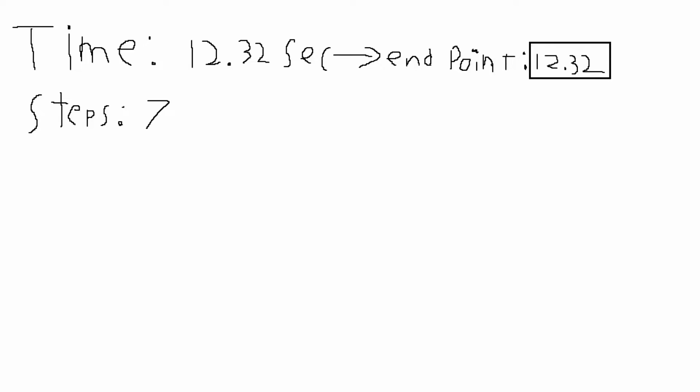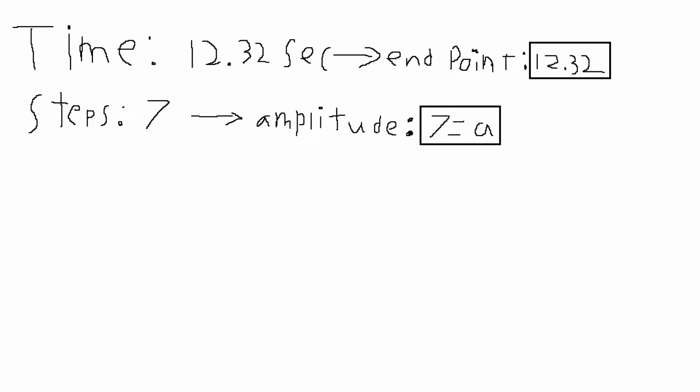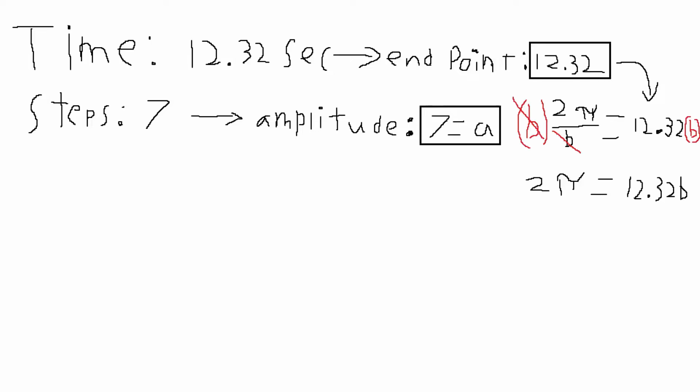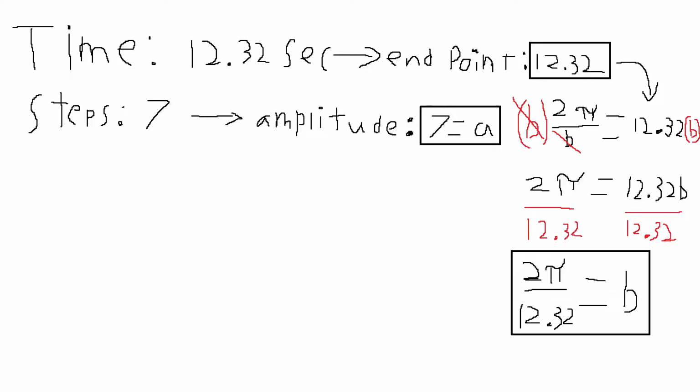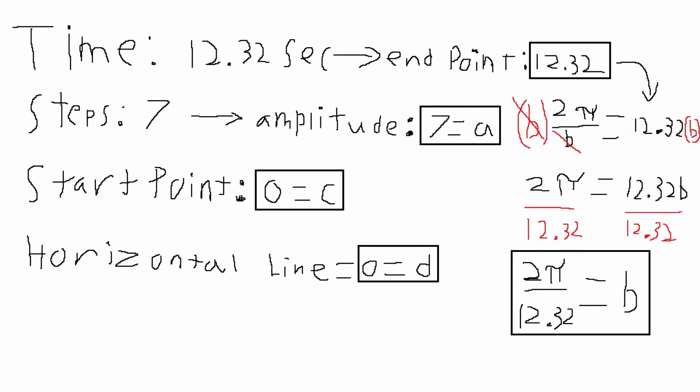The steps it took for me to reach each critical point is 7. That is our amplitude. To find our b, we have the equation 2 pi over b equals 12.32. Multiply both sides by b, and we have 2 pi equals 12.32b. Then divide both sides by 12.32, and that gives us our b. Our start point and horizontal line are both 0 because we begin at 0 seconds and on our central point.